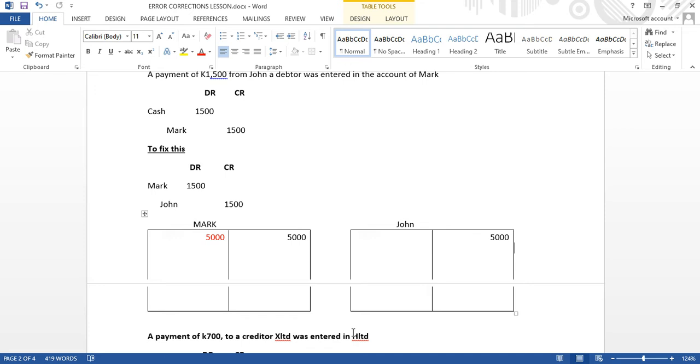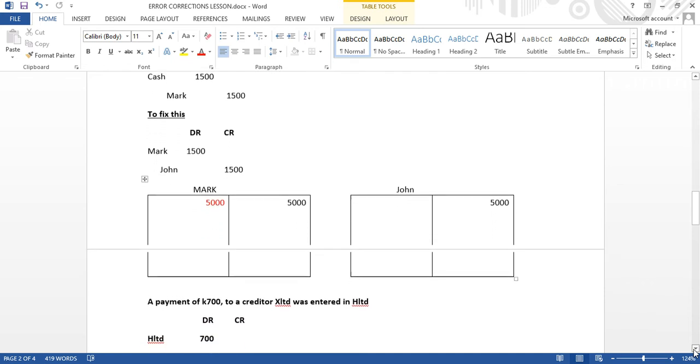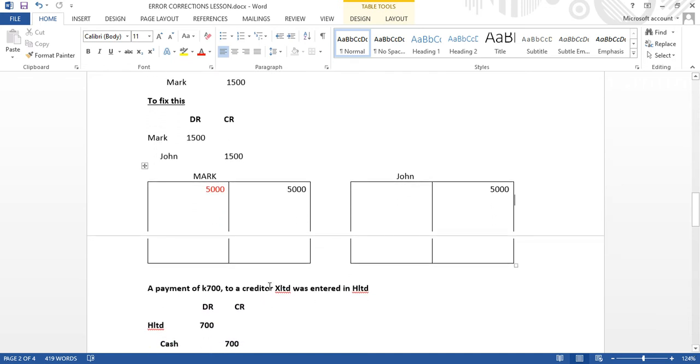Since payables are a liability, and if you check on that diagram I gave you, a reduction in a liability is debited. Cash is an asset. A reduction in an asset is credited. So you refer to that diagram. Now here in this case, instead of debiting X Limited, we have debited H Limited. So now how do we fix this error?